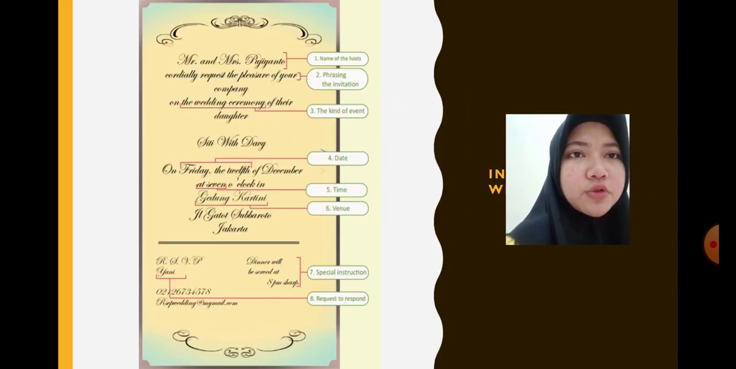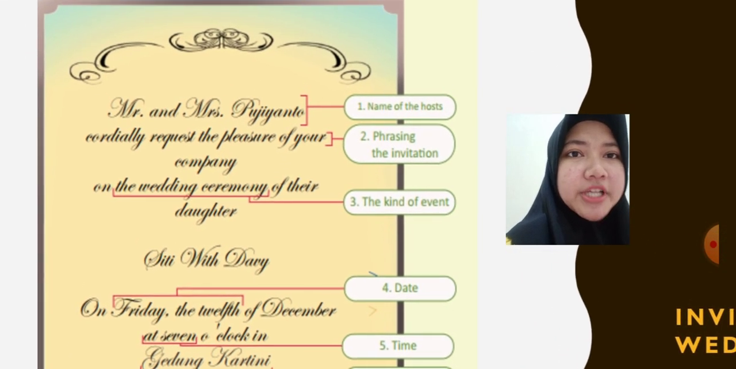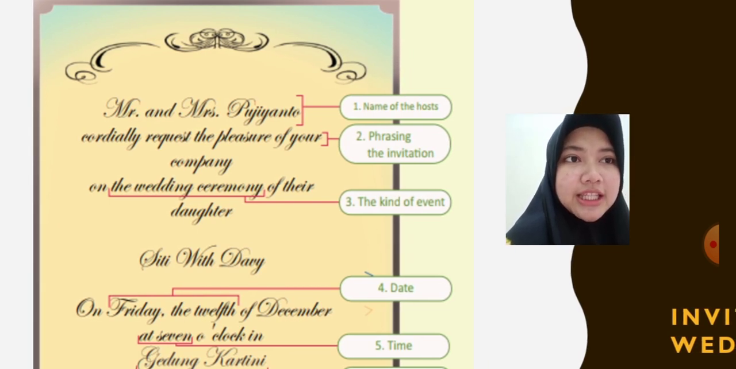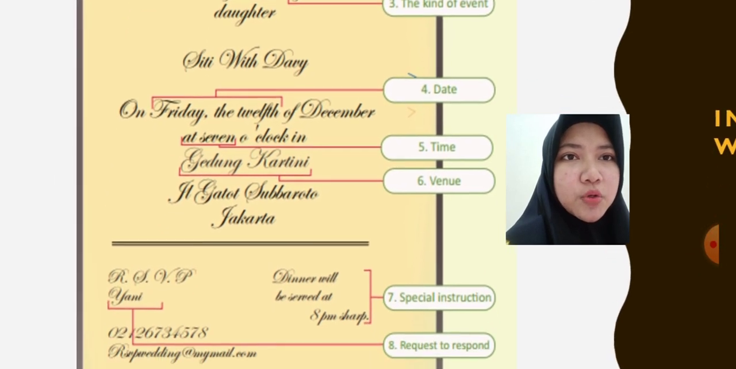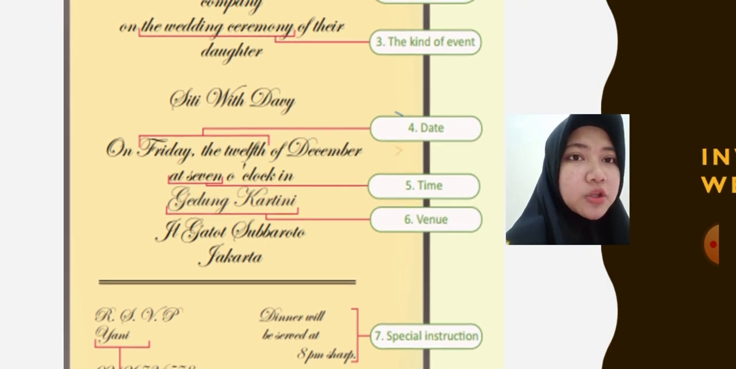This is the invitation to a wedding. Let's break down the format. Mr. and Mrs. Pujianto. This is the name of the host, the one who invites the other people. Cordially request the pleasure of your company. This is the phrasing of the invitation. On the wedding ceremony of their daughter. This is the kind of event. And then on Friday, the twelfth of December at seven o'clock.